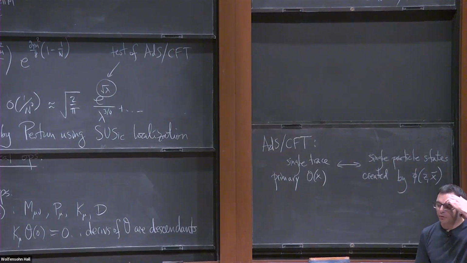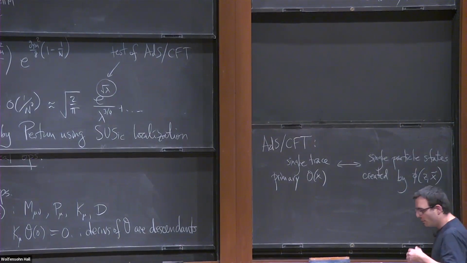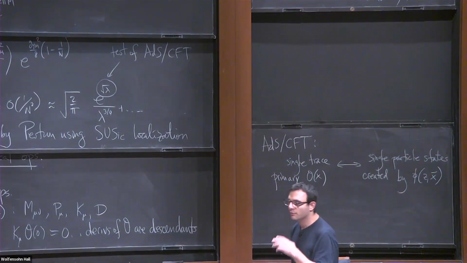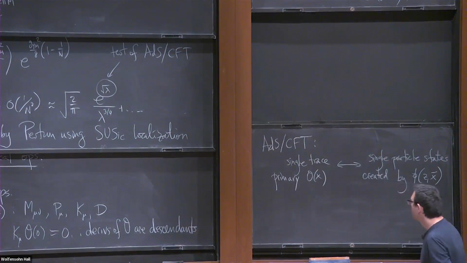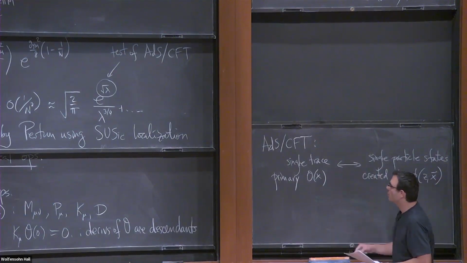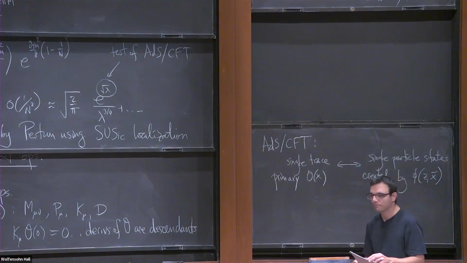So we can think about, if we have a weakly coupled theory in the bulk with some fields, we can quantize it, expand the fields in modes. We have creation and annihilation operators. If we act with just one creation operator, that would be a single particle state. If we act with two creation operators, it would be a two particle state, and so on. Single particle states correspond to single trace operators.